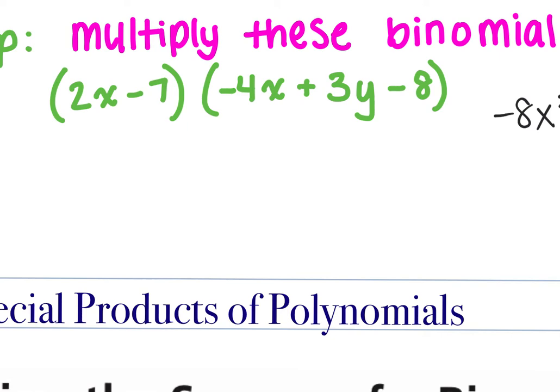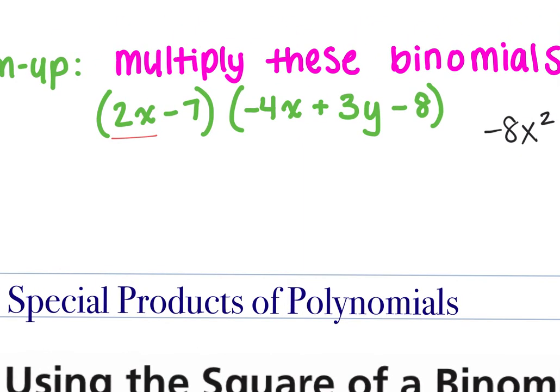You guys agree we cannot FOIL this thing? Okay? So we've got to grab the 2x and multiply it by a what? Negative 4x plus 3y minus 8. So write down 2x times negative 4x plus 3y minus 8. How many people got to this step?